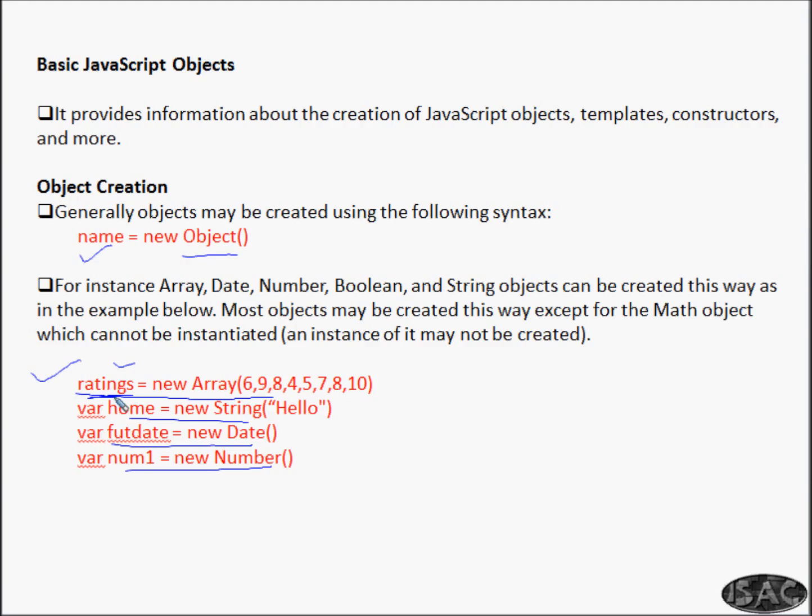Boolean and string objects can be created this way, as in the example given below, right? So these are the language objects which we have. Once you say document.writeln future date, it will display the date. If you display home, document.write home, you will get hello here, right?